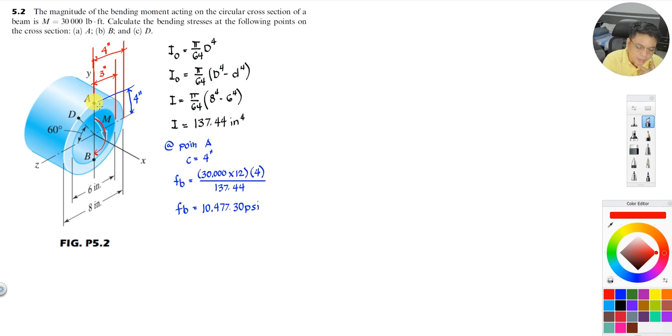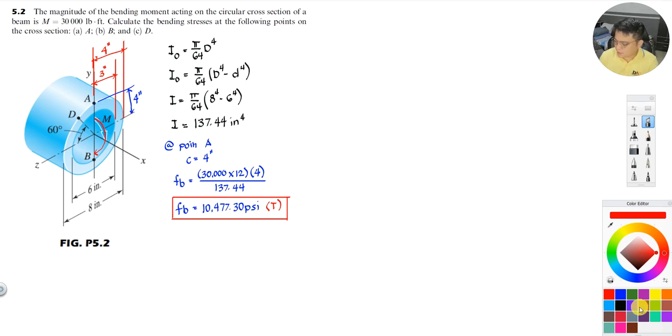Nasaan ba ito yung point A? Nasaan daw ang compression? Nasa baba. So, lahat ng nasa taas, that is already in tension. So, this one now would become in tension. Ibig sabihin, this is a tensile stress. Okay? So, we will be having for this one.